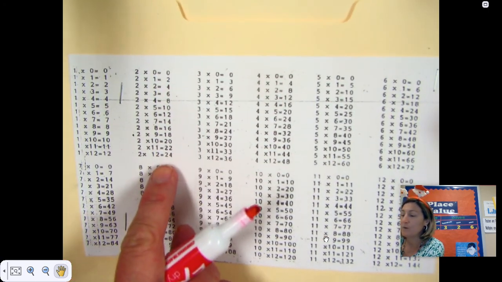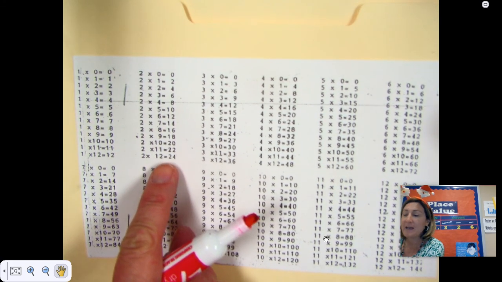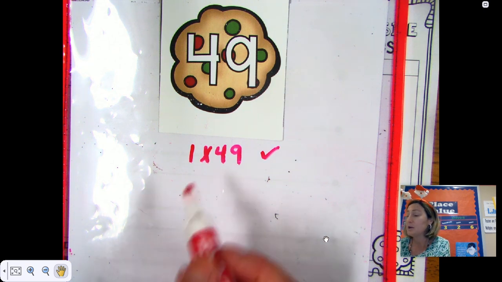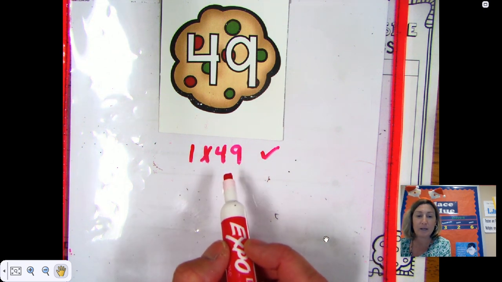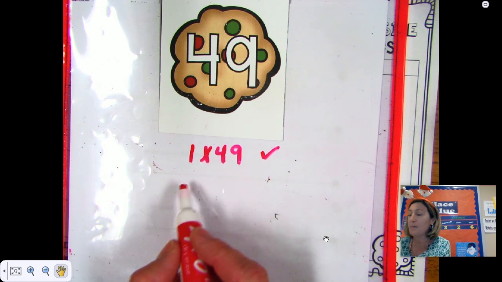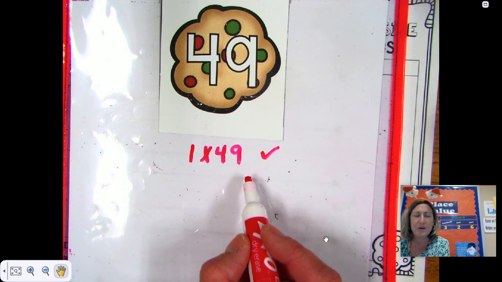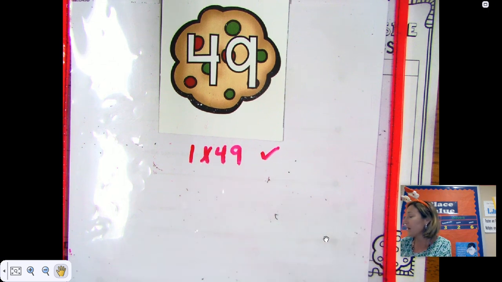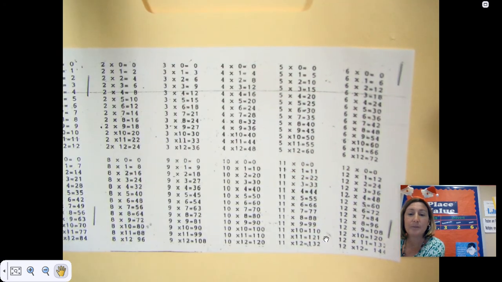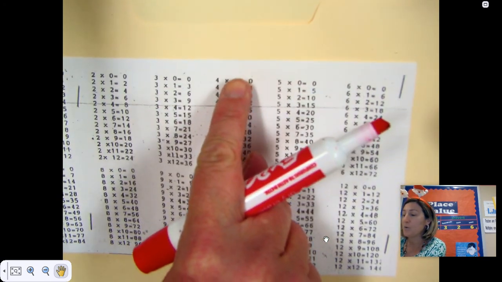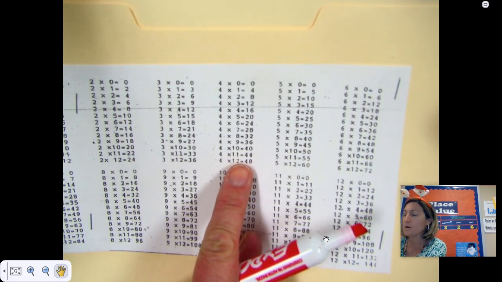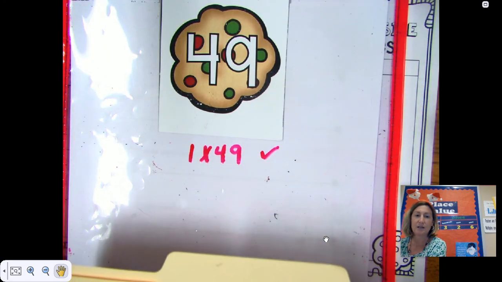Now, we know 12 times 2 is 24. If we kept going down and counting by 2s, 2 cannot be divided into 49 equally. So 2 won't work. All right, we're going to count by 3s, and 3 won't work either. There's nothing times 3 that will equal 49. Okay, so let's go down. You could use your multiplication chart, and this only goes up to 12. But let's look at 4s. 4 times 12 is 48. So there's nothing times 4 that's going to get us to 49, which is the number we're looking at.